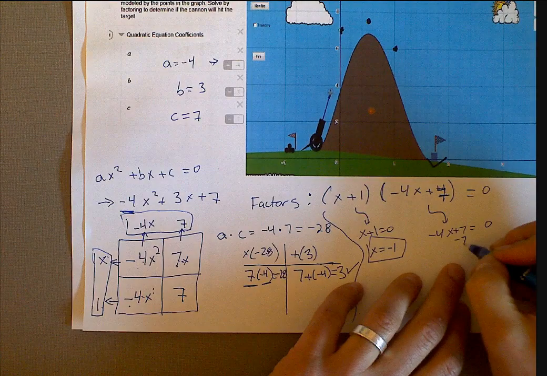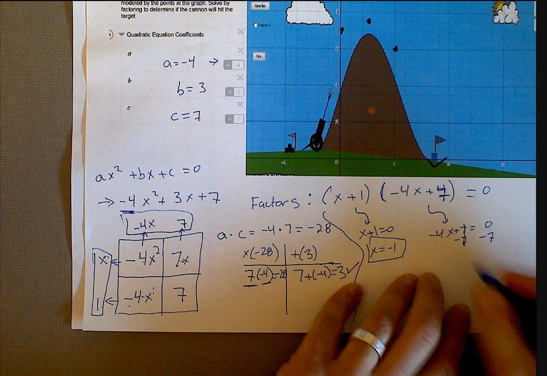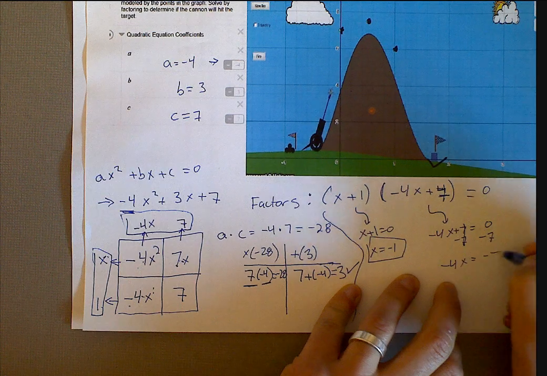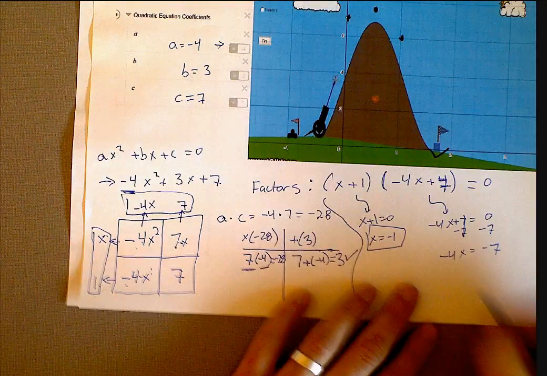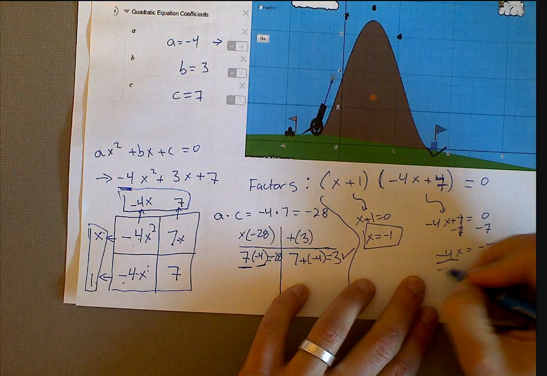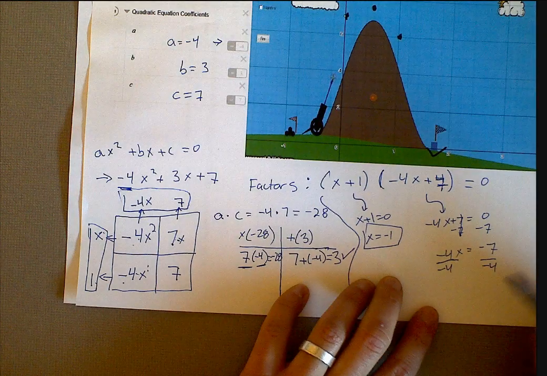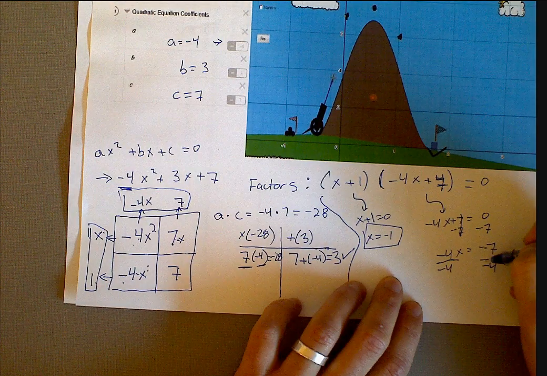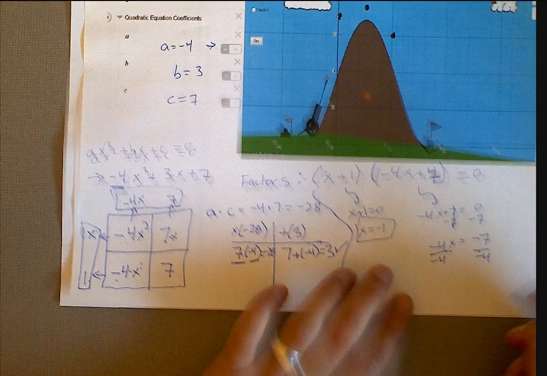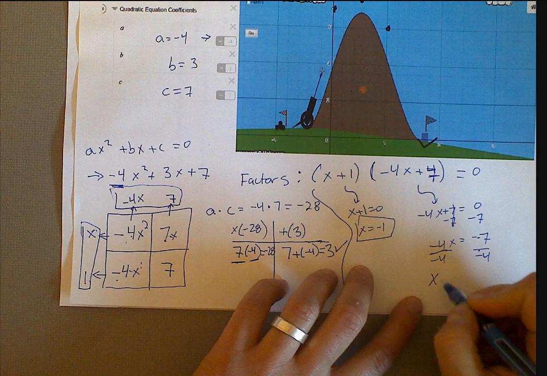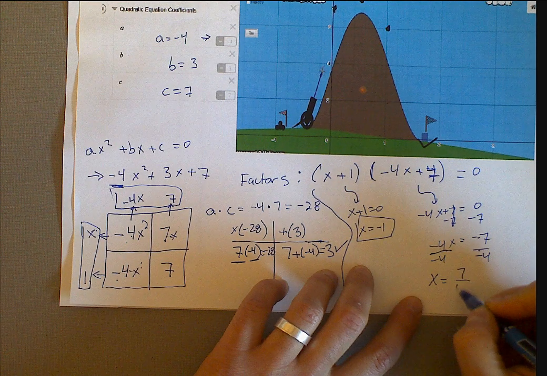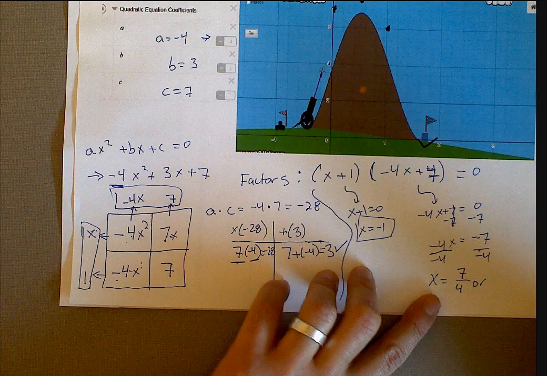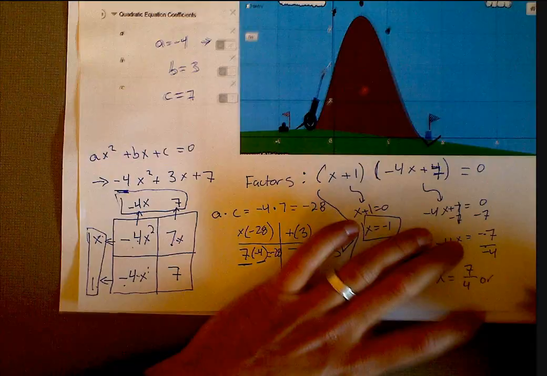And I'll do a two-step equation. Subtract 7. -4x is equal to -7. And then let's divide both sides by -4. And of course, negative divided by negative is going to end up being a positive. So my answer is x is equal to 7/4, or as a decimal, it's 2.75.